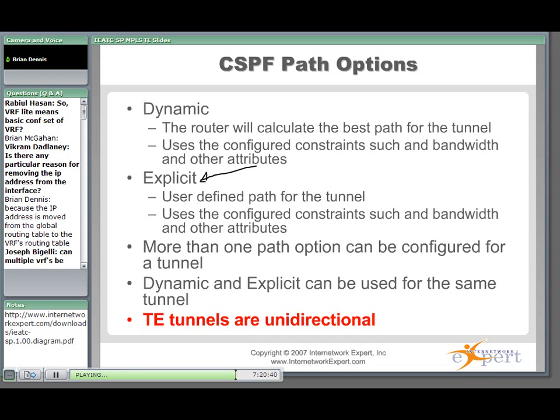So they are unidirectional. It makes looking at the label switch path a little tricky because you're only seeing the path set up in one direction, not the return label. Normally, when you look at the LFIB or the MPLS forwarding table, you're seeing your local label and the remote label. With traffic engineering, you're not going to see that because it is unidirectional.